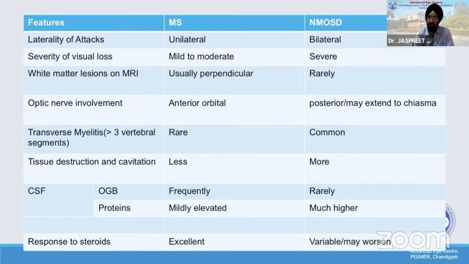Tissue destruction and cavitation is more in an aggressive disease, which is NMOSD. CSF analysis, proteins are much higher in NMOSD. Response to steroids is good in multiple sclerosis, and reasonably good in MOG-related NMOSD, but it's quite variable. It's difficult to predict in an aquaporin 4 positive NMOSD.